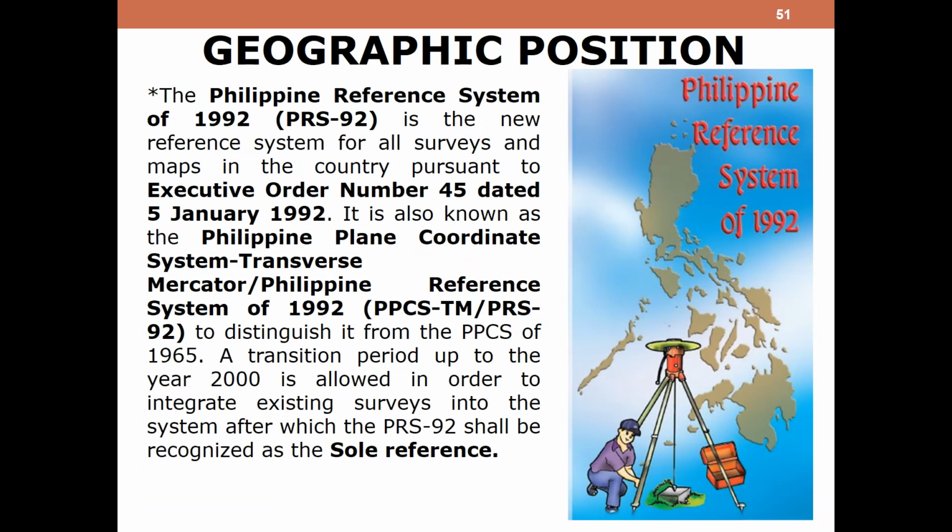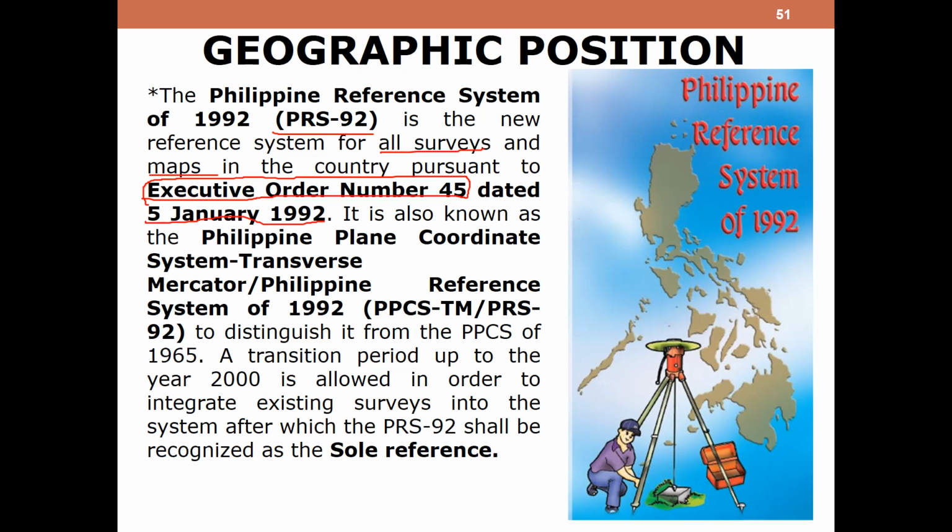The Philippine Reference System of 1992 is the new reference system for all surveys and maps in the country pursuant to Executive Order number 45. It is an Executive Order, so this is the law that mandated PRS 92 to be used for all the surveys and maps in the country. That was dated on January 5, 1992.